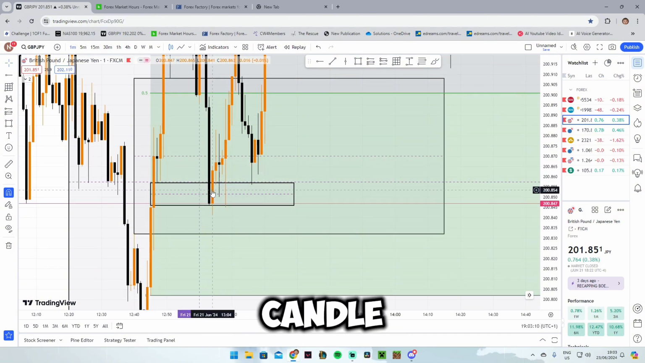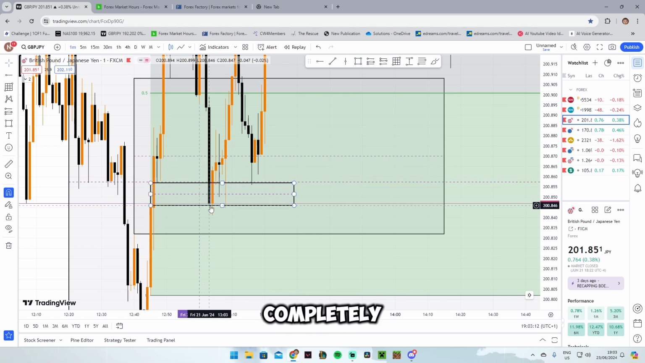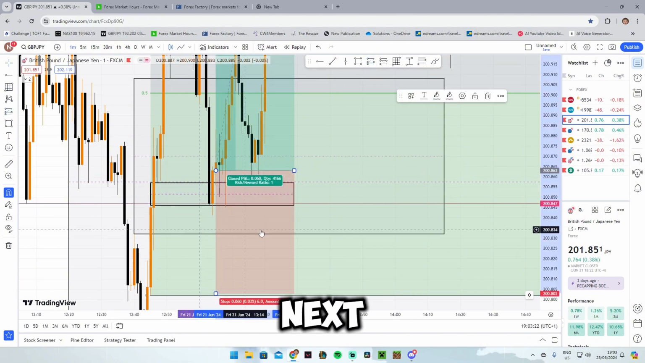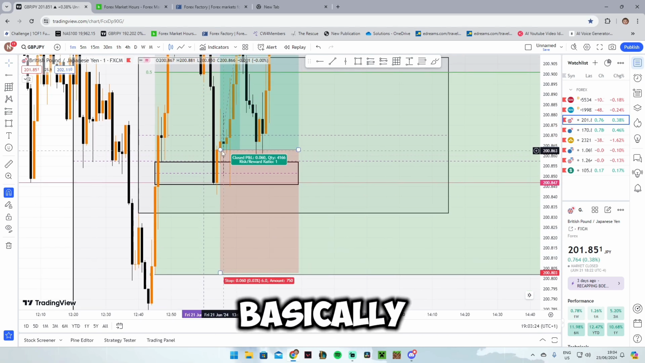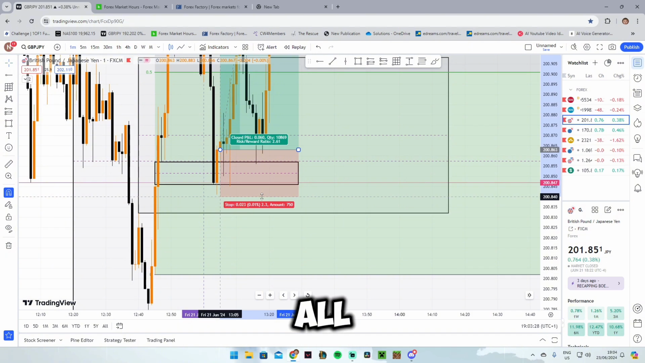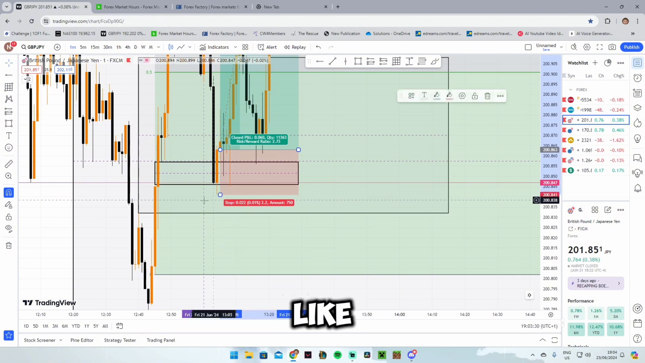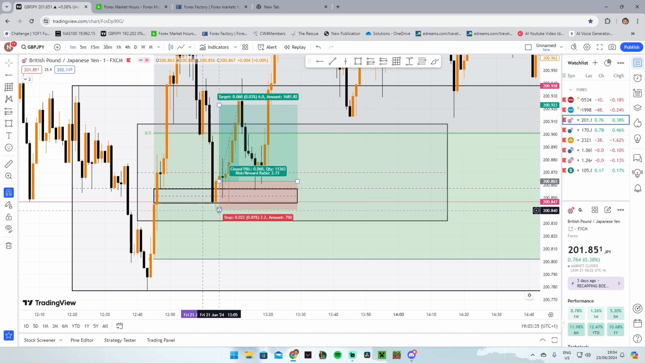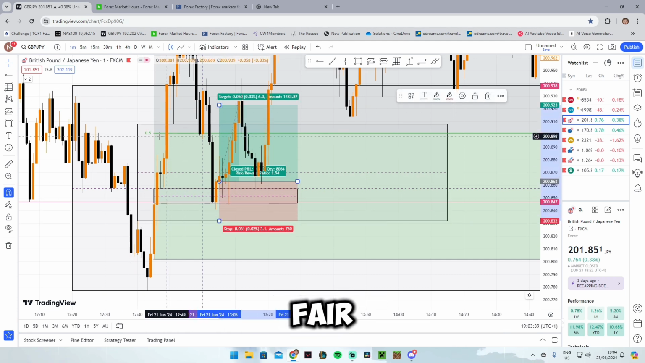If this candle, look at it, it fills it up completely. The next candle wicks down but doesn't close below it, so we're still good. It closed above it, so we love that reaction. We enter off the next candle. So basically, enter off this candle close, put your stop below here, like this previous candle low, or if you want to go real safe with it, put it below this 5 minute fair value gap.